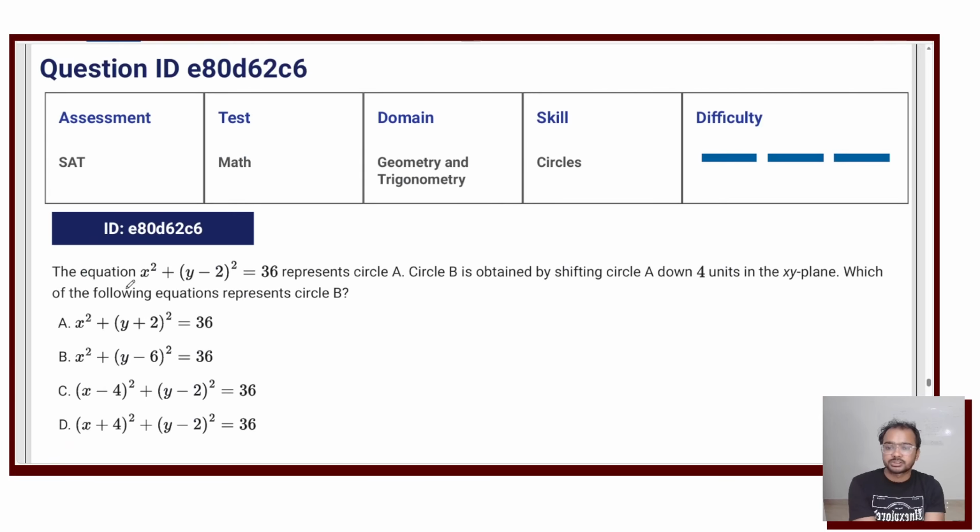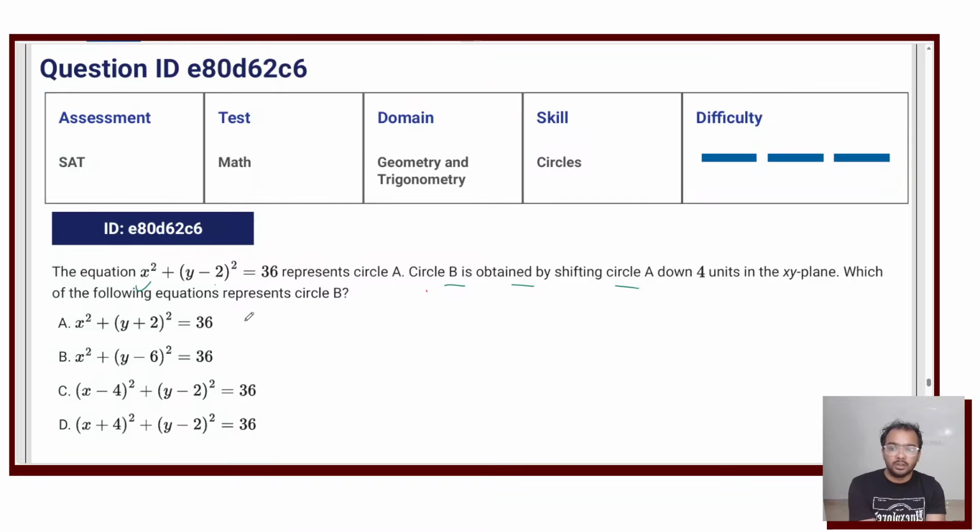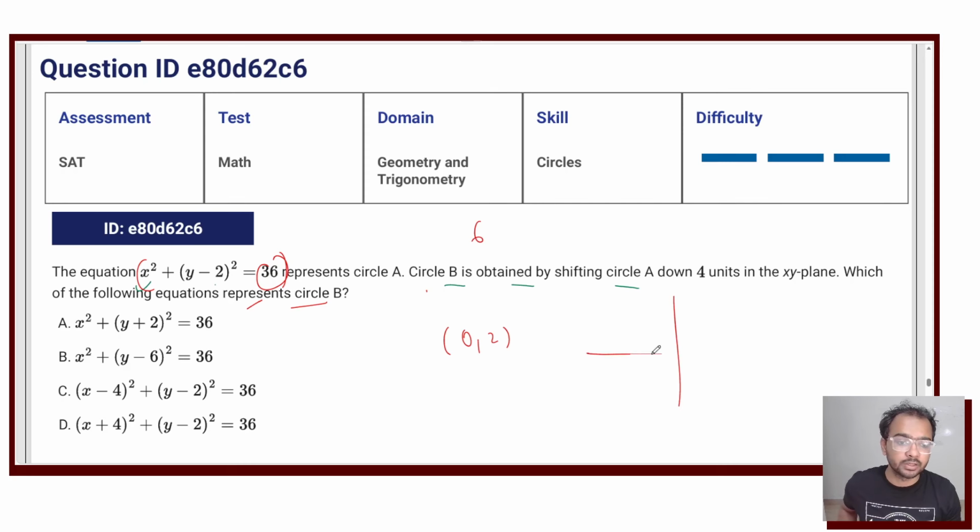We have this equation x square plus y minus 2 whole square equal 36. And this B is obtained by shifting circle A down 4 units in the xy plane. Which of the following represents circle B? So what are the coordinates of the center of this one? It will be 0, 2, and the radius length will be 6. When you shift something up or down, the radius doesn't change. The only thing that's going to change will be the center coordinates.